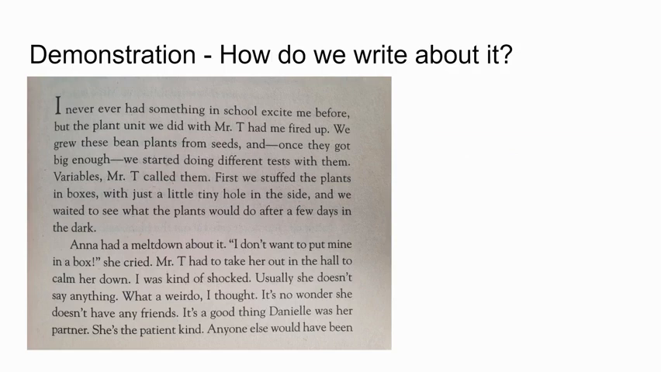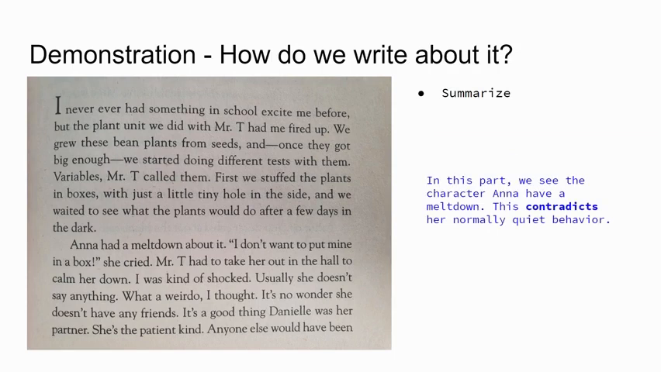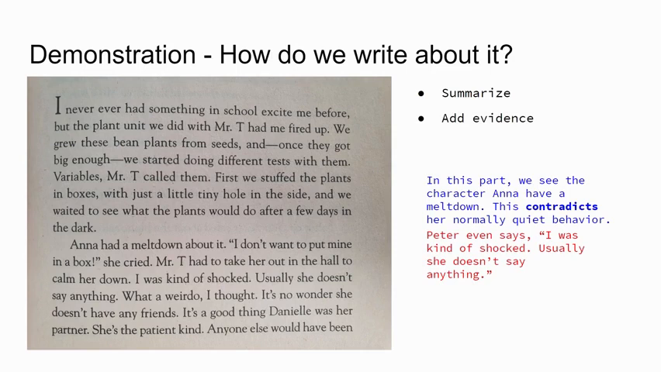So now the question is, how do we write about it? Summarize. So we might say, in this part, we see the character Anna have a meltdown. This contradicts her normally quiet behavior. So there's that contradict word. Next, we're going to add some evidence. Peter even says, I was kind of shocked. Usually she doesn't say anything.